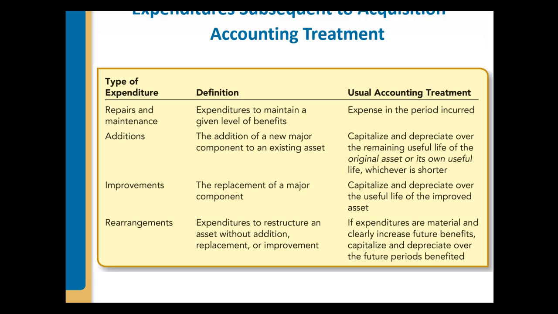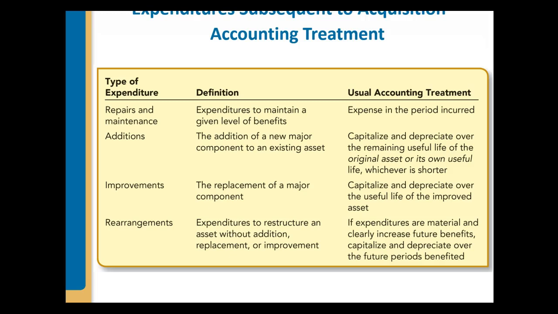Any repairs and maintenance just maintain a given level of benefits, and in that case they're just expensed in the current period. Additions would include the addition of a new major component to an existing asset, and in that case they're capitalized and depreciated over the remaining useful life of the original asset or its own useful life, but the key here is whichever one is shorter.